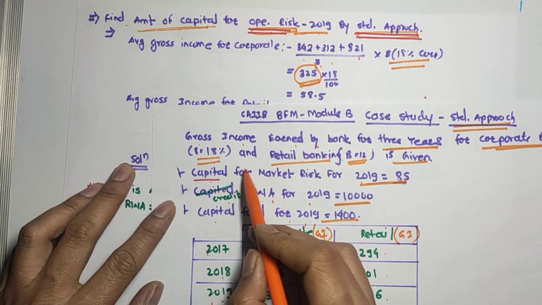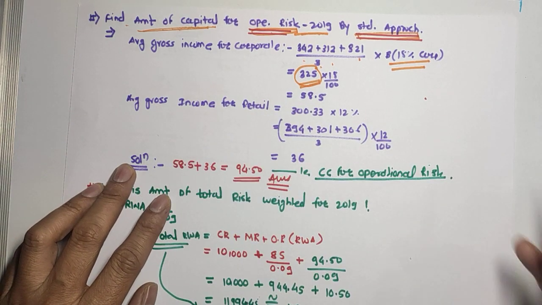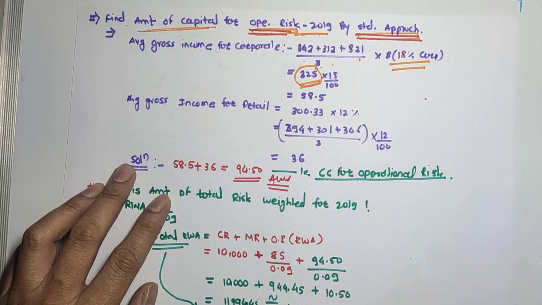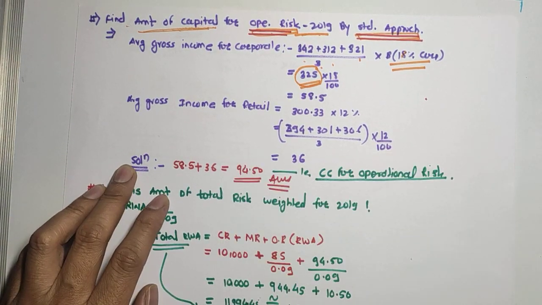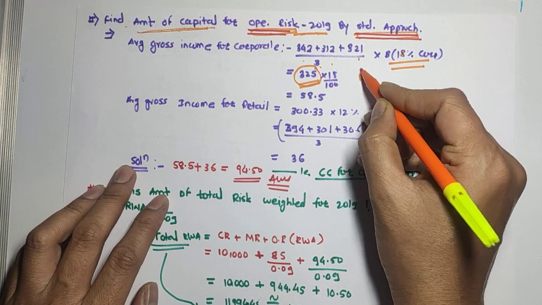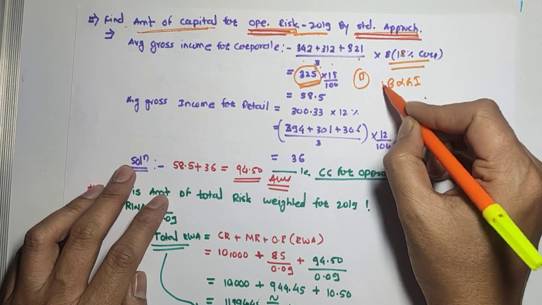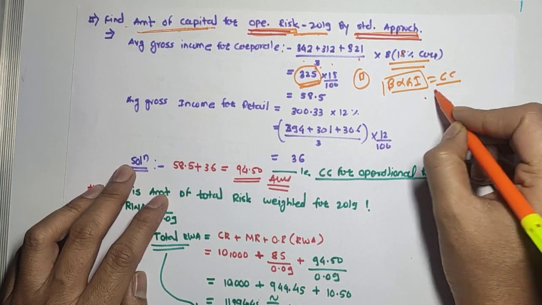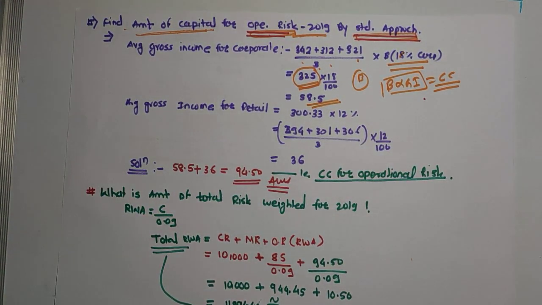Beta factor, as we all know for corporate, is 15%, right? 18% for corporate they have given. It is 18%. See here, they have given it in the numerical. So just multiply by the beta factor. You have to remember, beta is always multiplied by gross income, then you will come to know that is your charge capital. So you will come to know your charge capital is 58.5.